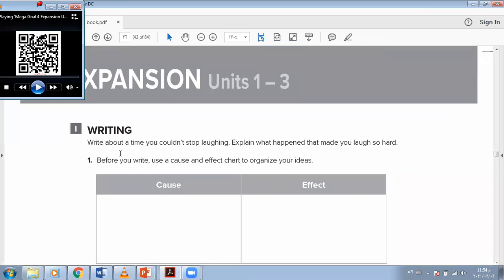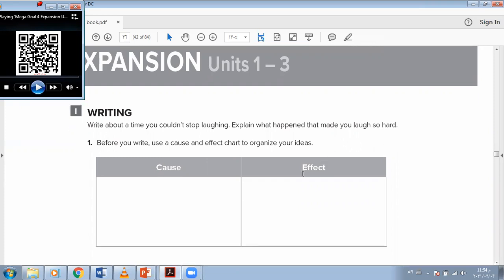The last thing is on page 36. This is the last exercise I want you to answer to finish this unit, expansion unit, units 1 to 3. I want you to write about a time you couldn't stop laughing. Explain what happened that made you laugh so hard. بيتكلم يعني عن موقف حصل لك خلاك ان انت قعدت تضحك وفضلت تضحك ولا تستطيع التوقف. فهو بيقول لك اشرح ايه اللي حصل واكتب لنا الاشياء اللي حصلت معاك.